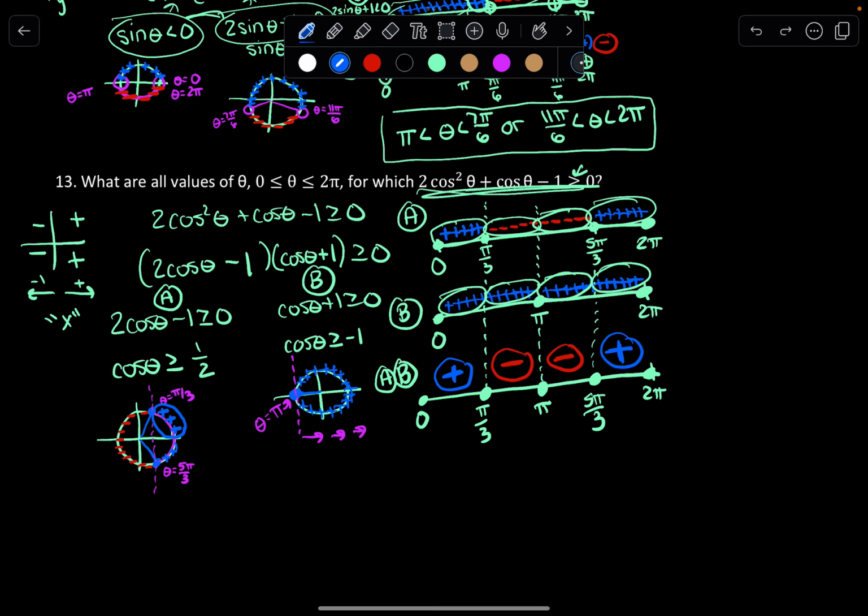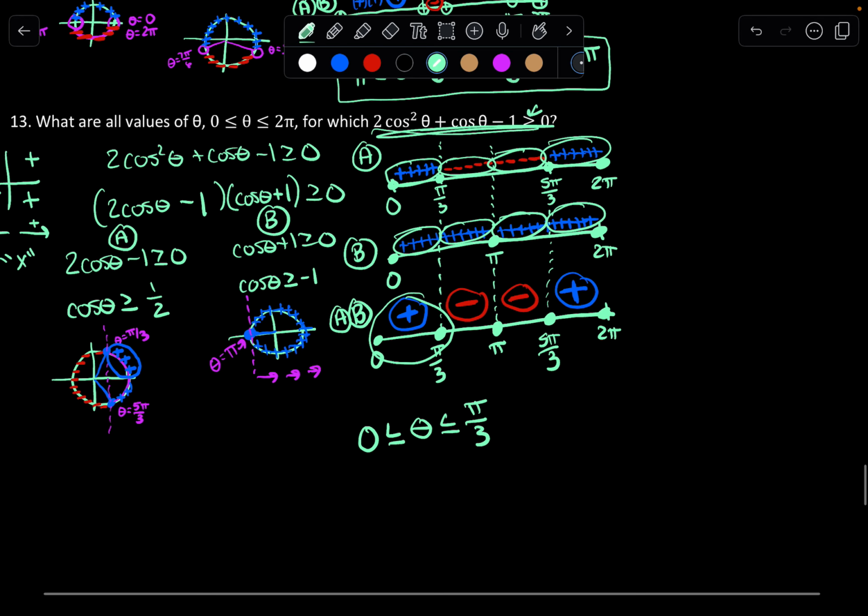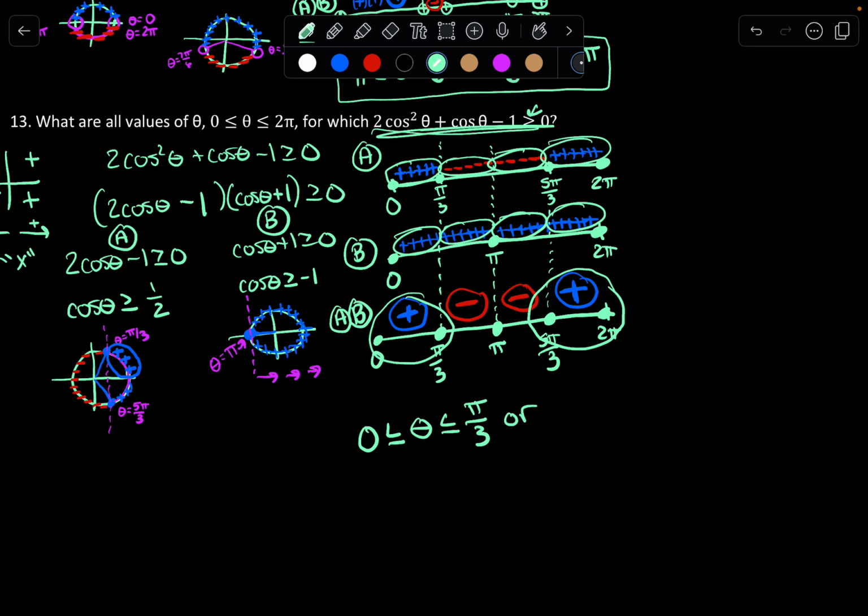So this inequality is looking for when will it be greater than or equal to 0? Well, if we start with our first interval, we have inclusive 0 and pi over 3, okay? So we'll have 0 is less than or equal to theta, which is less than or equal to pi over 3. We'll also have this interval, which is 5 pi over 3 to 2 pi, both inclusive. And then this is why it's important that we included the pi, because even though on both sides it's negative, it's still 0 at pi. So we'll also say or theta is equal to pi.